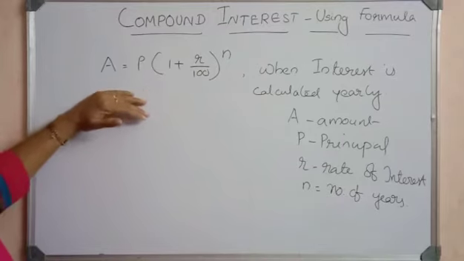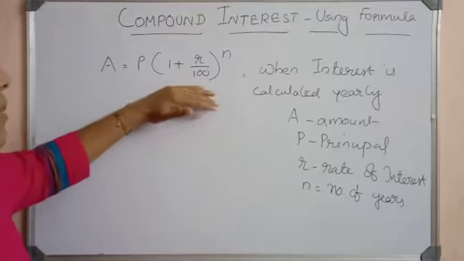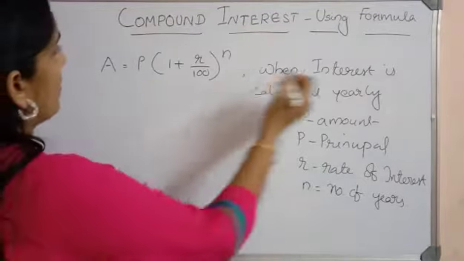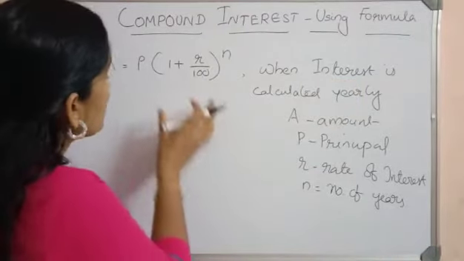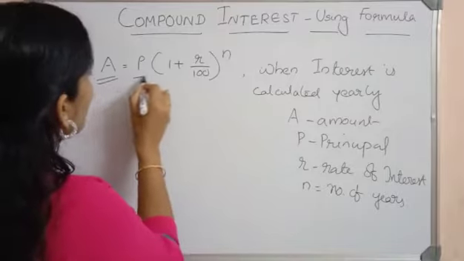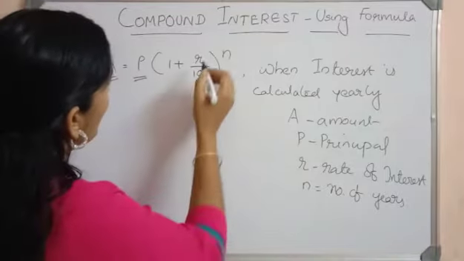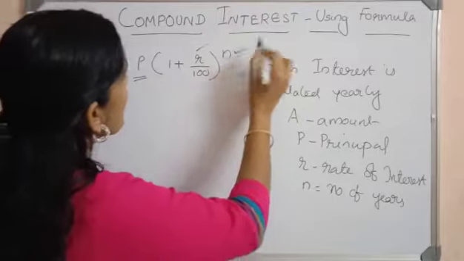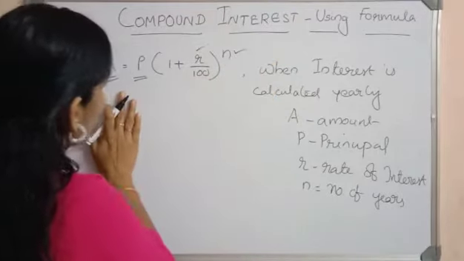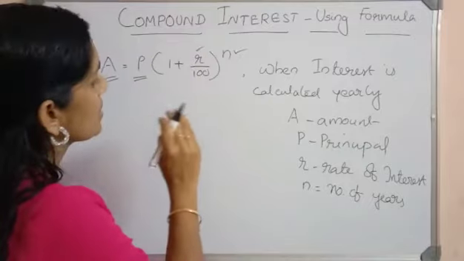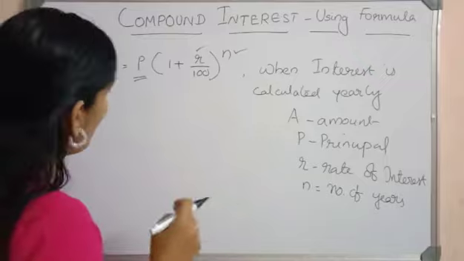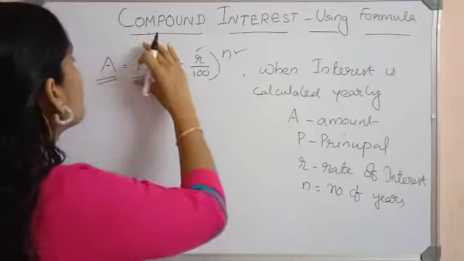The amount is equal to P into (1 plus R by 100) the whole raised to N, where the interest is compounded yearly. Here A is the amount, P is the principal amount, R is the rate of interest, and N is the number of years. By using this, we can find the amount a person receives after a certain number of years at a given rate of interest when depositing a principal of P rupees.